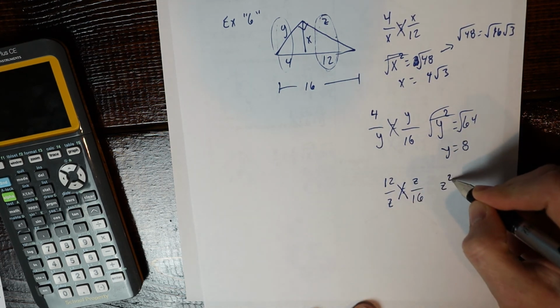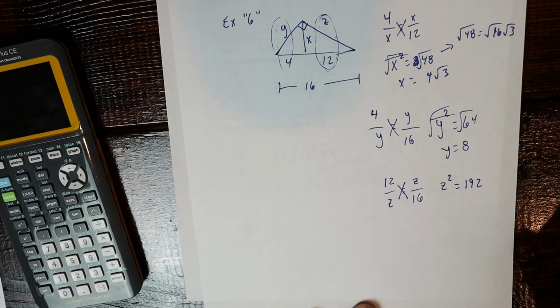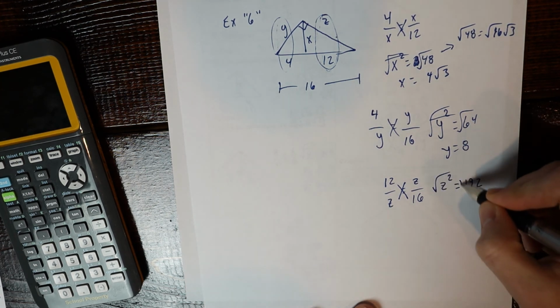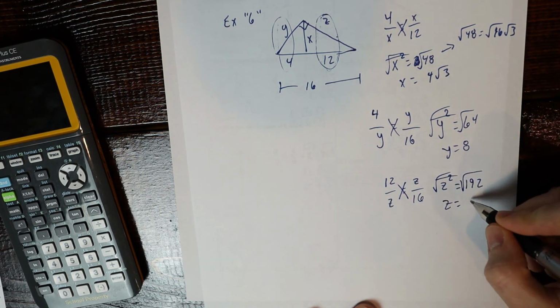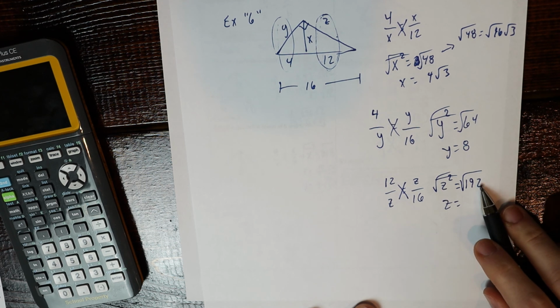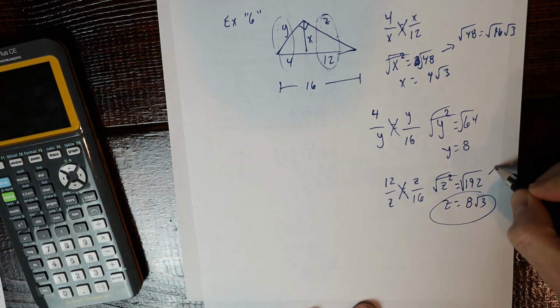So we'll get z squared is equal to 192. And if you simplify, you will get, I believe 64 times 3, which would be 8 square root 3.